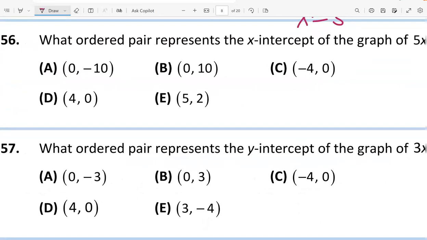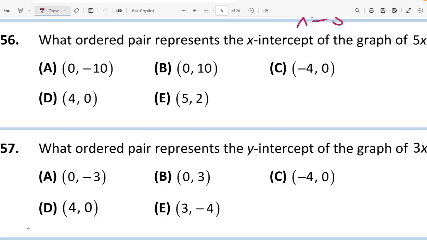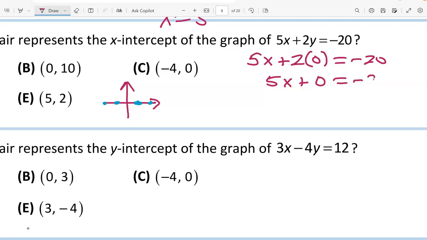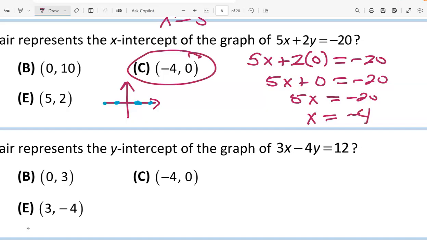In number 56, we are looking for the ordered pair that represents the x-intercept. If you think about what constitutes an x-intercept, they are points that are on the x-axis. All of those points have a y value, or a y-coordinate, of 0. So what that means is we can just take this equation right here and replace the y-coordinate with 0 and solve this for x. So 5x is equal to negative 20, and x is equal to negative 4. Therefore, the ordered pair is x equals negative 4 comma y equals 0.